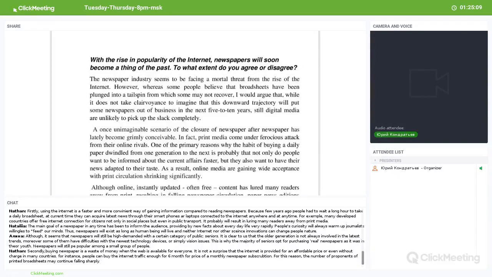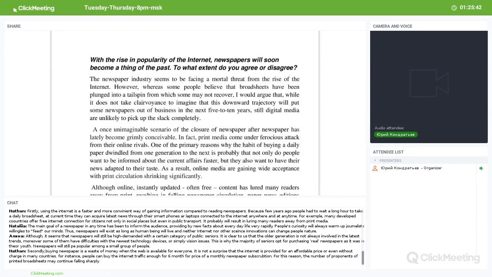So, with the rise in popularity of the internet, newspapers will soon become a thing of the past. To what extent do you agree or disagree? The introduction. The newspaper industry seems to be facing a mortal threat from the rise of the internet. However, whereas some people believe that broadsheets have been plunged into a tailspin from which some may not recover, I would argue that while it does not take clairvoyance to imagine that this downward trajectory will put some newspapers out of business in the next 5 to 10 years, still digital media are unlikely to pick up the slack completely.